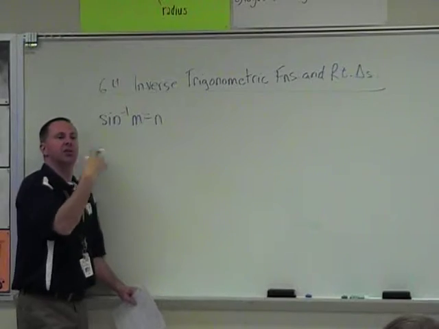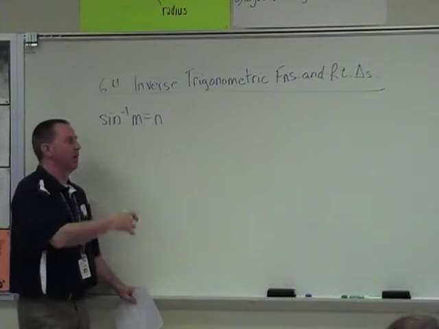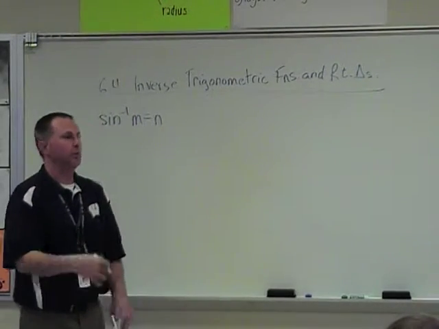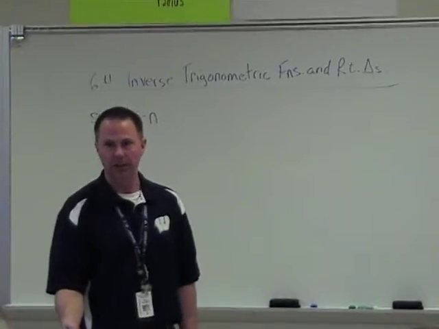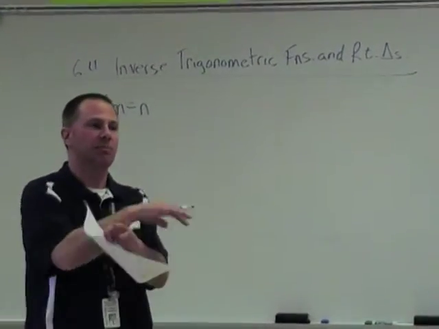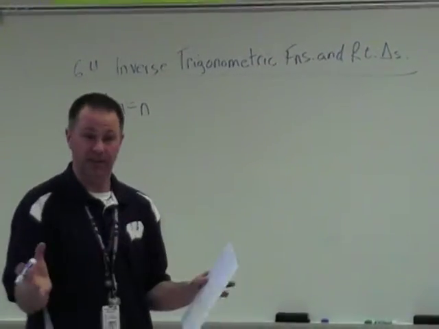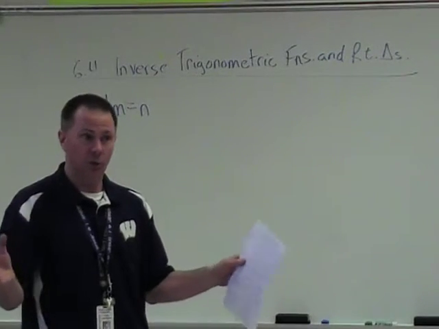Inverse would be asking you the opposite. What is the arc sine of radical 3 over 2? You would say 60 degrees, or pi over 3. So the inverse is just the backwards of what we've been talking about. That's it. Okay? Working it backwards.